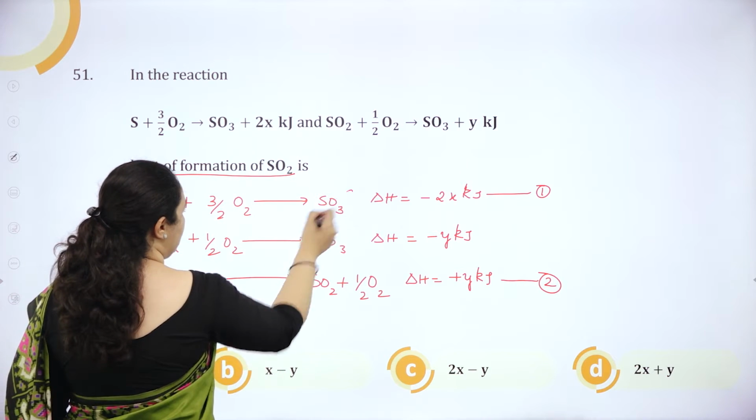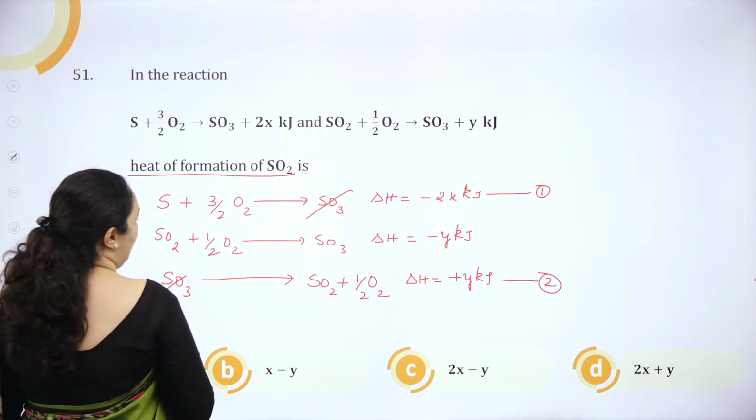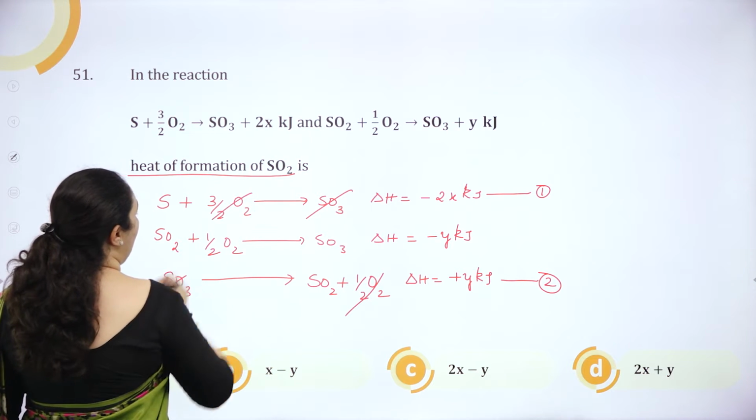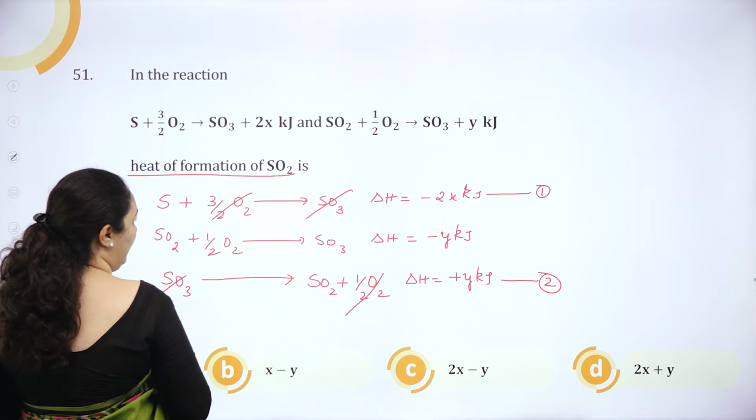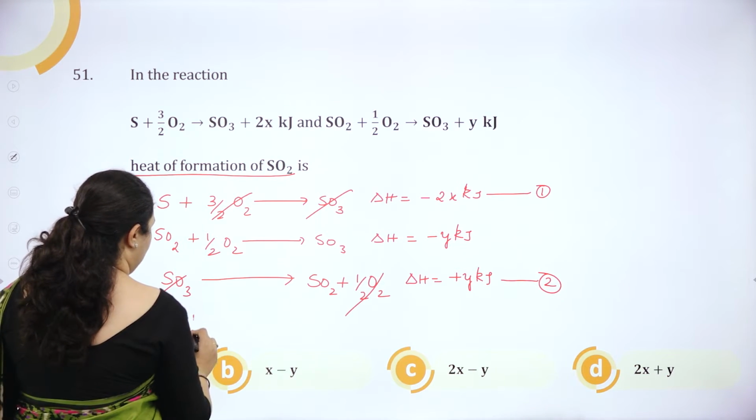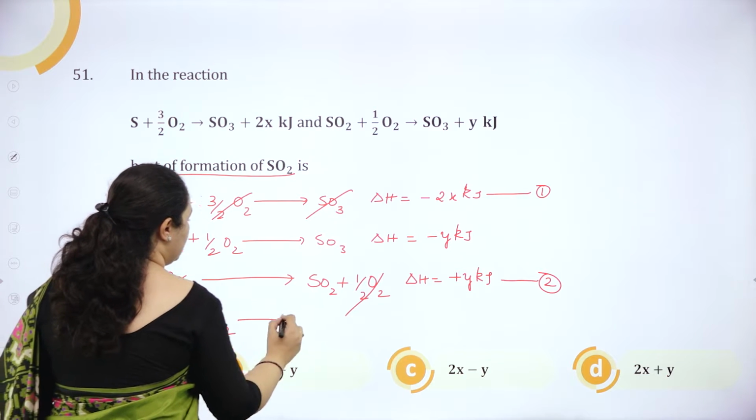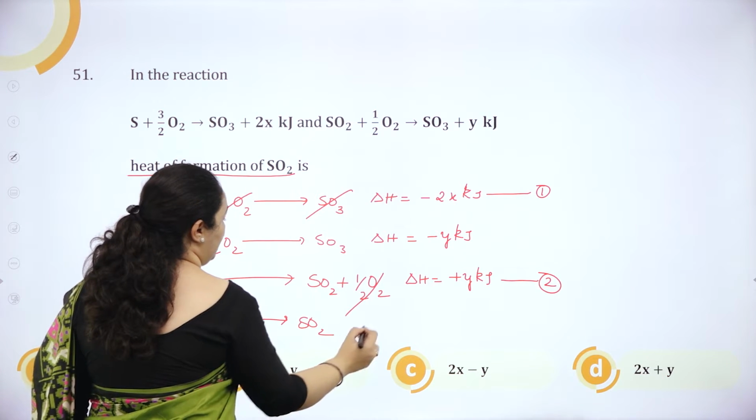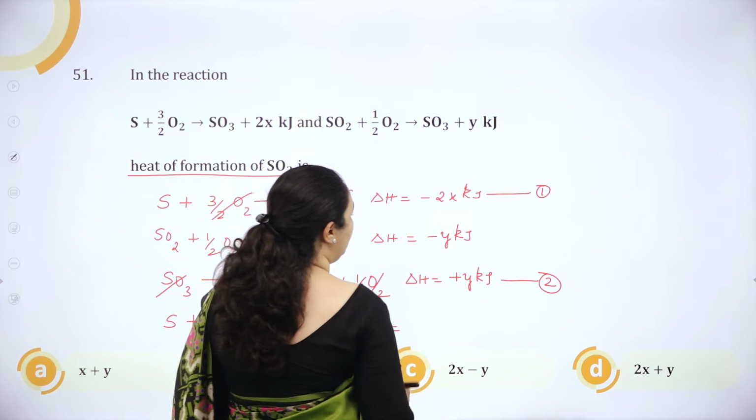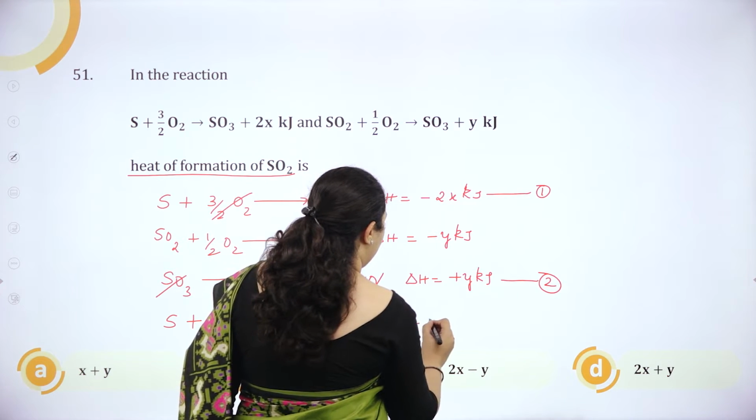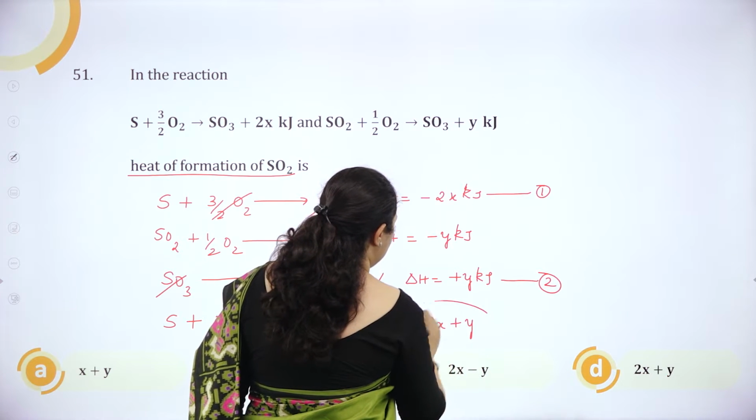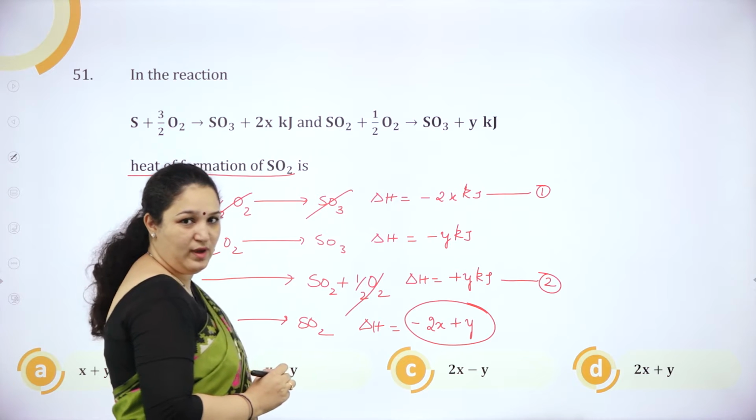See, sulfur trioxide and trioxide get cancelled. Then we have 3/2, and here if I take out half, just O2 will remain, and I'll get sulfur plus oxygen, sulfur dioxide. So what will be delta H? I have added equations 1 and 2, correct? So it will be minus 2x plus y. This is the answer.